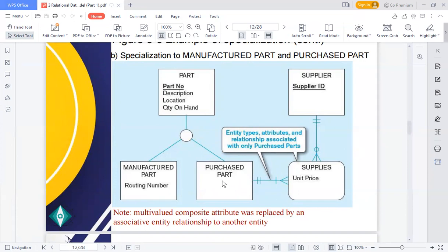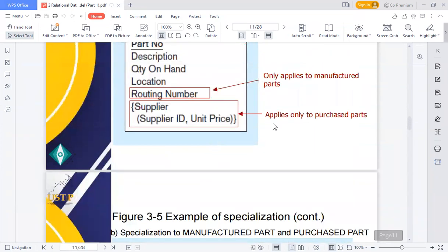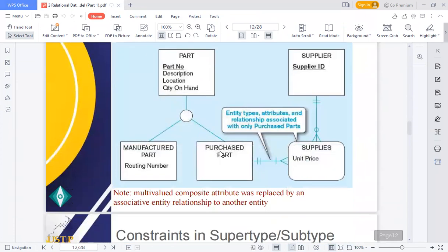Now for the purchased part, notice that we have the composite attribute supplier, which is the supplier ID and unit price. So that purchased part has a relationship to two other entities, which are the supplier and an associative entity, supplies. So a purchased part is being supplied by one supplier with a particular price. Note that a multi-valued composite attribute was replaced by an associative entity with a relationship with another entity.